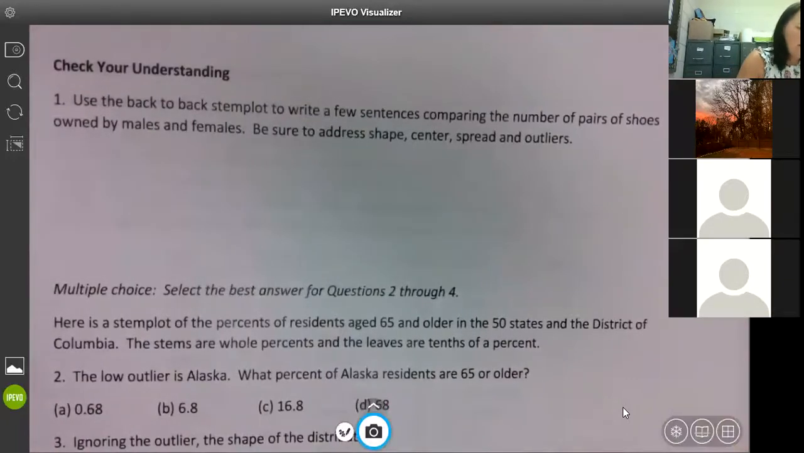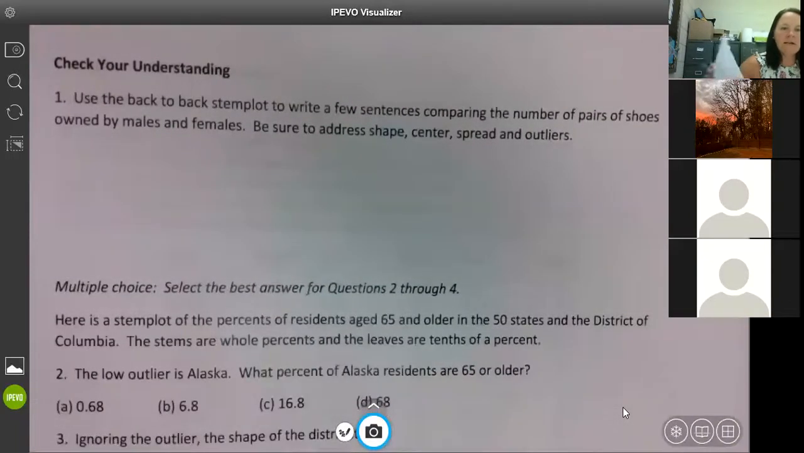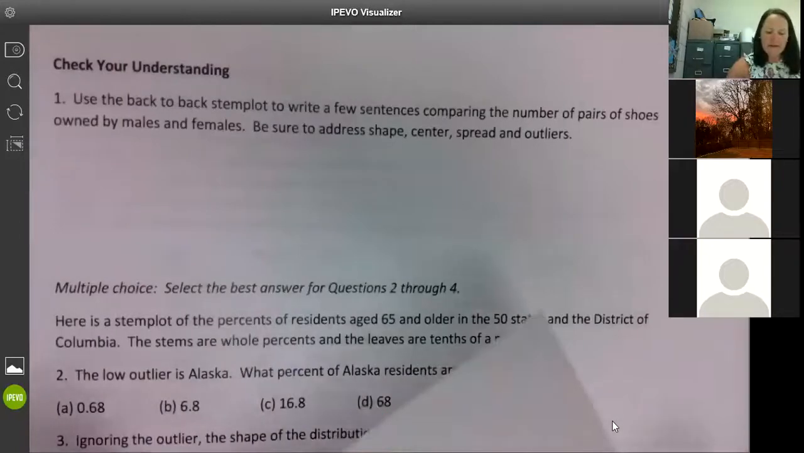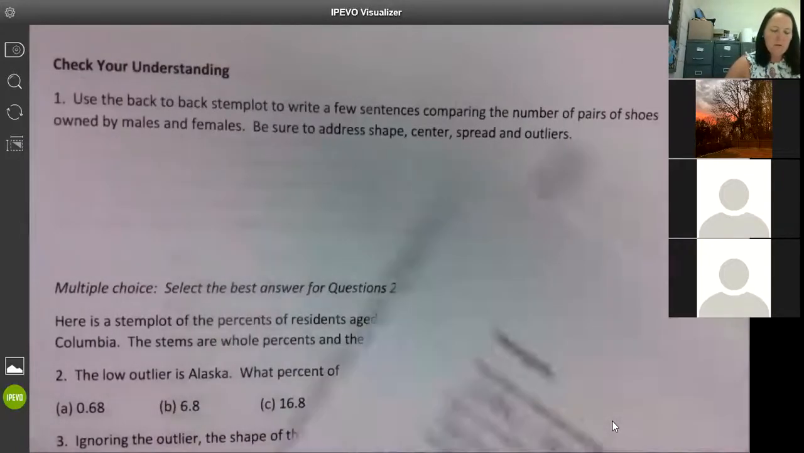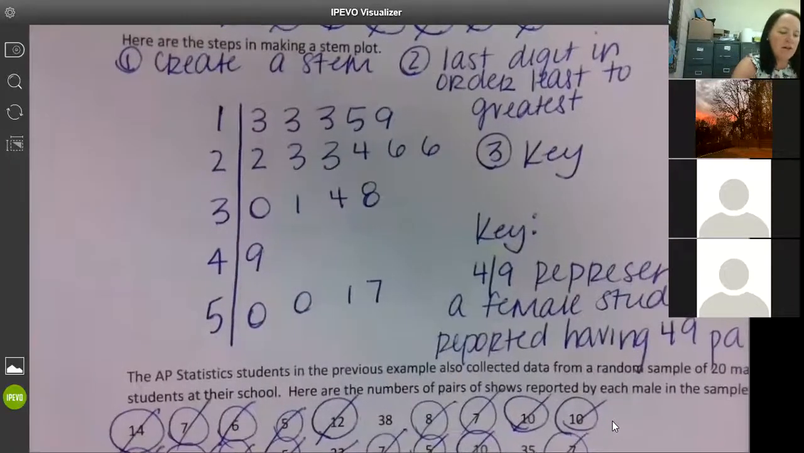No worries. All right, use the back-to-back stem plot to write a few sentences comparing the number of pairs of shoes owned by males and females. Be sure to address shape, center, spread, and outliers. So if you guys look back at yours, what do you notice? I don't like the back-to-back one as much as I like these two separate. So what shape would this one be?